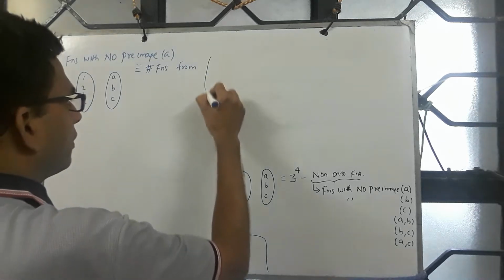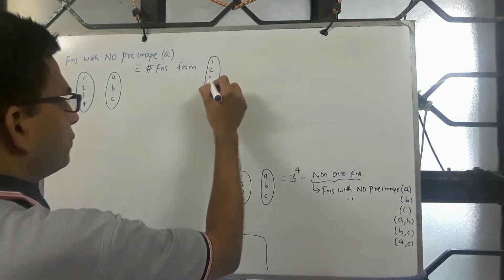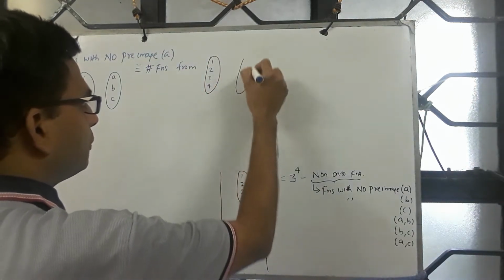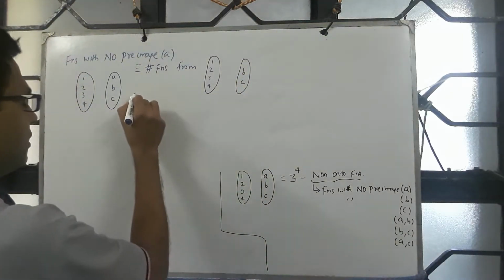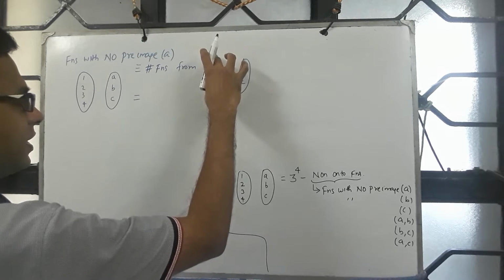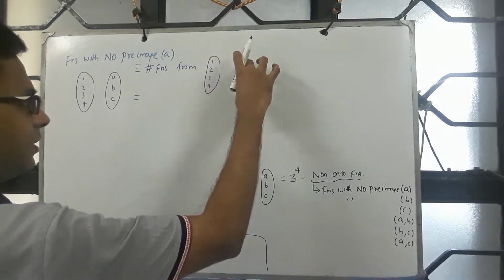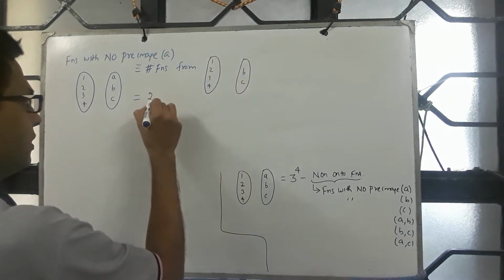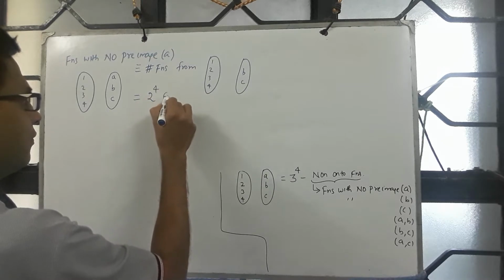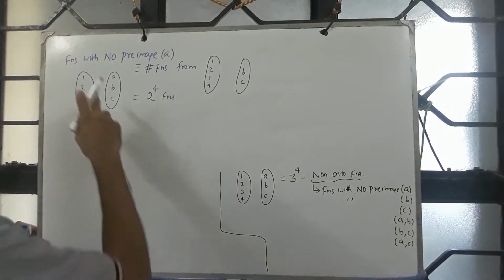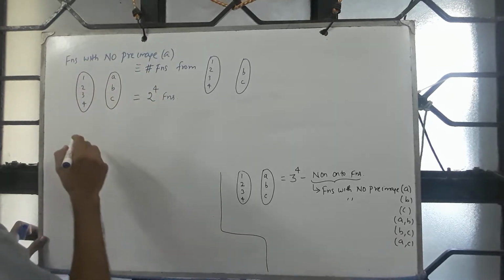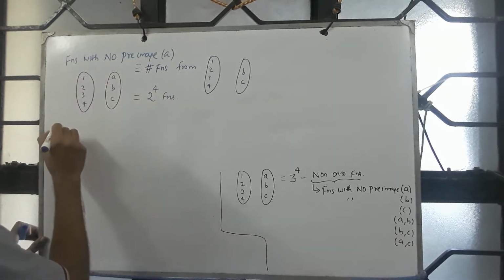from 1, 2, 3, 4 to BC. And how many are there? That's precisely cardinality 4 sized set to 2 sized set. There are 2 power 4 functions. So similarly, the number of functions with no pre-image for B, that is also 2 power 4.